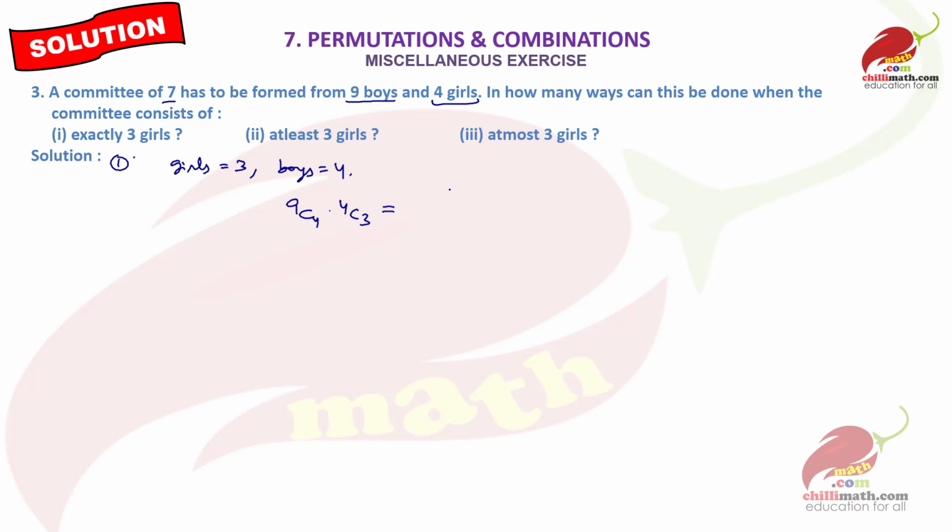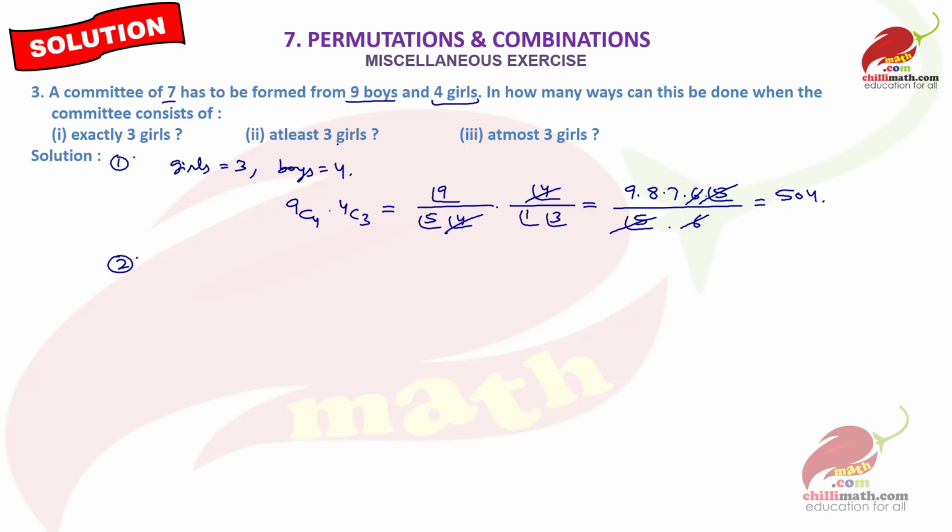So let's calculate. 9 factorial over 5 factorial 4 factorial, into 4 factorial over 1 factorial 3 factorial. This can be cancelled. Let's solve this. 9, 8, 7, 6, 5 factorial, 3 factorial is 6, cancelling this. 9, 8, 72 into 7, 504. So these are the total number of committees with exactly 3 girls.